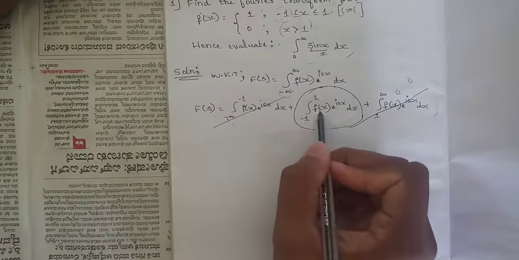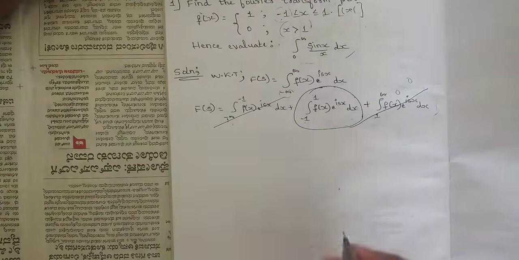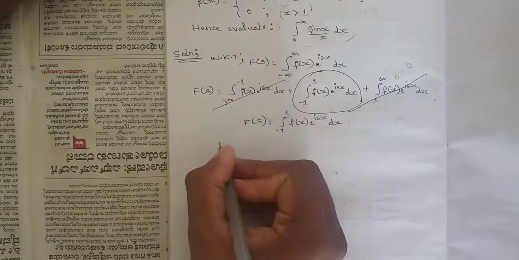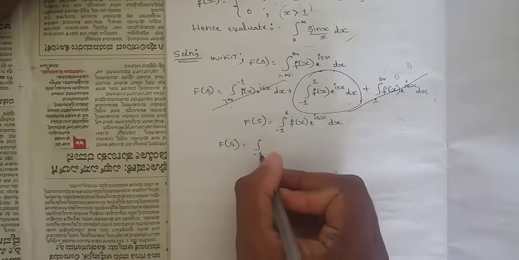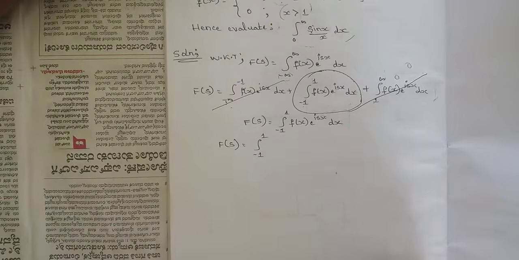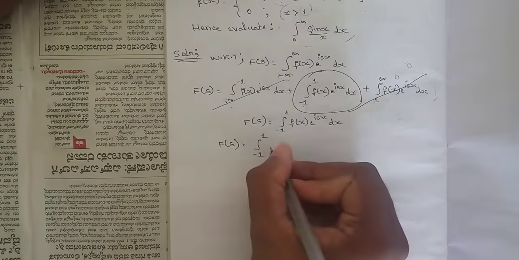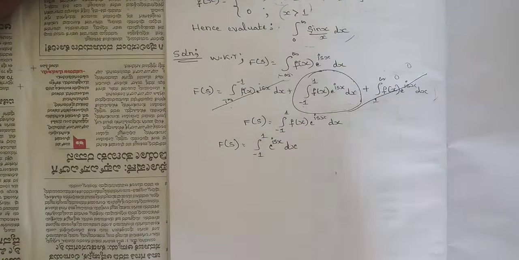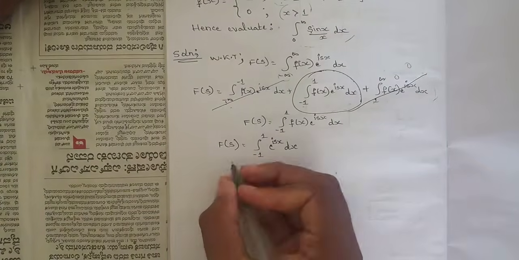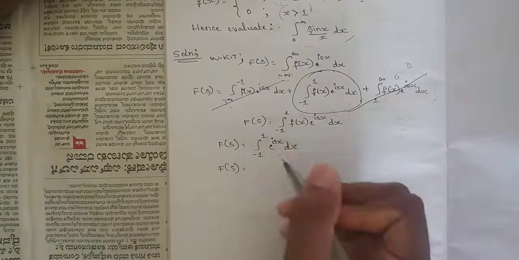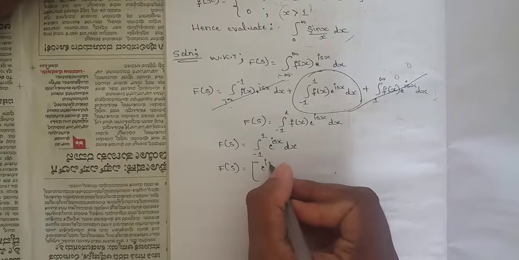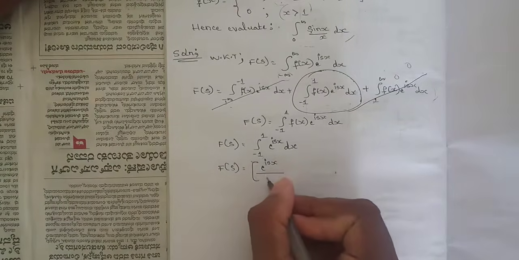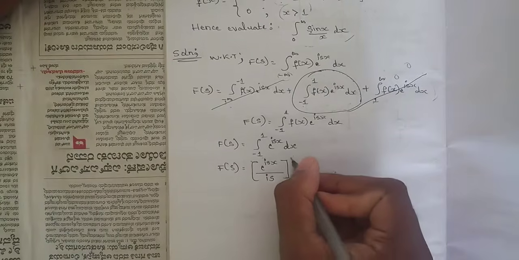Now let's substitute f(x) and solve. F(s) is equal to, from minus 1 to 1, the value of f(x) in the given question, which is 1. Substitute that, so I'll directly write it as e^(isx) dx. It is 1, so I'll not write that. Now we need to integrate this function, that is, we integrate e^(isx) divided by the coefficient of x, right? The coefficient of x here is is, so bring that down, over the interval minus 1 to 1.